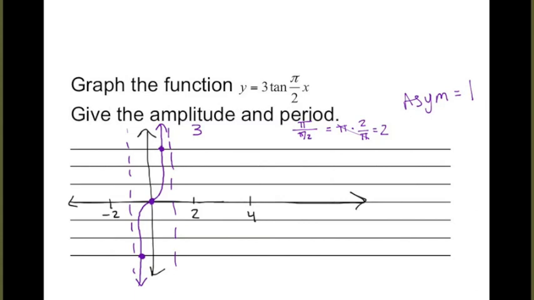Then we're going to put in another asymptote. To determine where to put in the next asymptote, we use our period length. The asymptotes should be a period away from each other. So if this asymptote is at 1, and they should be a period, or 2, away from each other, my next asymptote would have to be at 3. The asymptotes should be a period apart from each other. And we do the same set of 3 points. Questions?